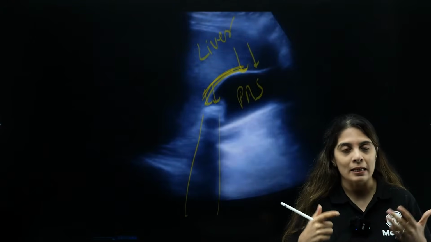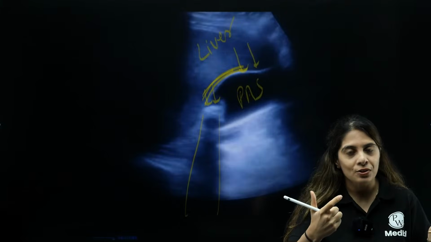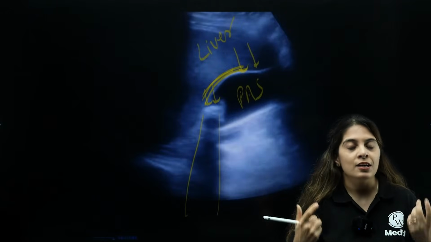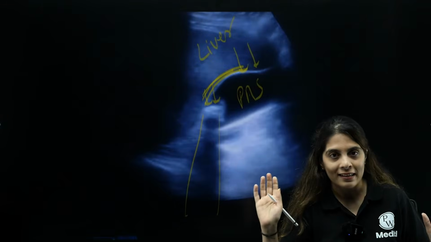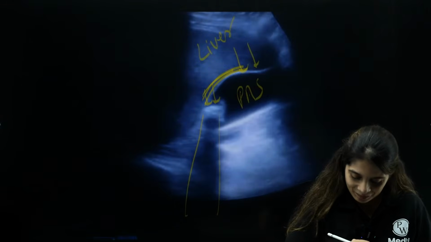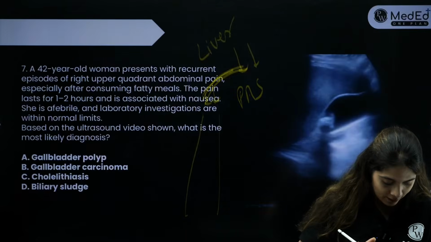Again, I will be showing you the image. I have the image with me, so I will show you, but they can show you in the form of video also. If the wall is thickened, then it is not just simply cholelithiasis, it is acute calculus cholecystitis, right? Okay. So let us now move towards our next image category.